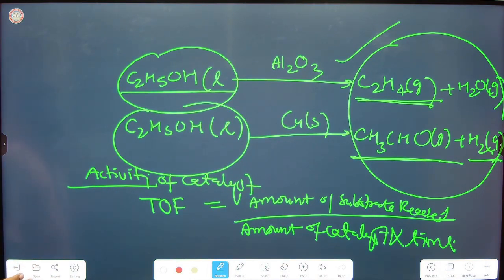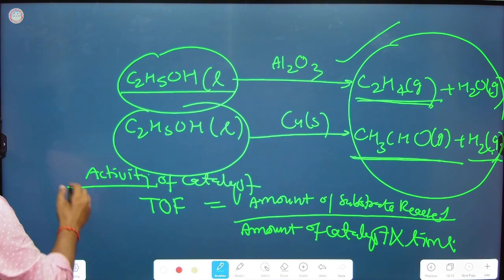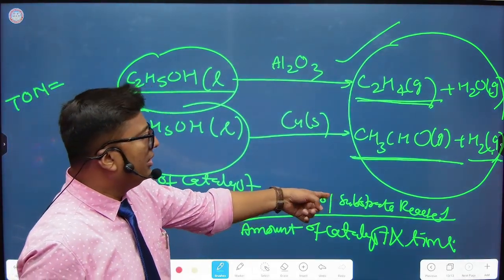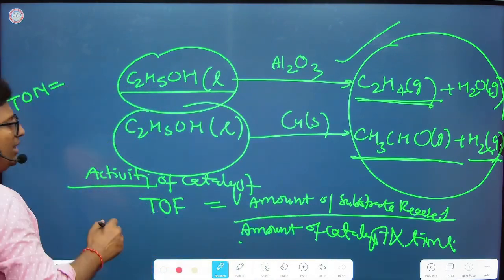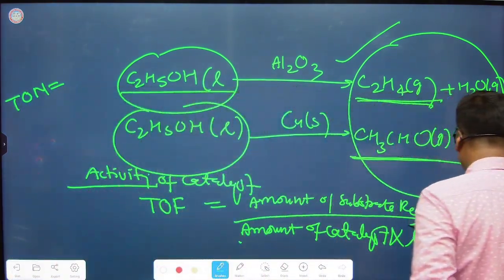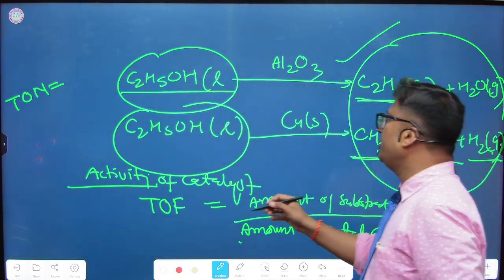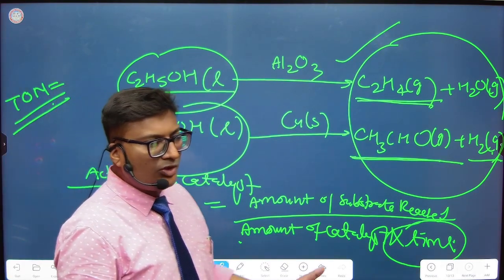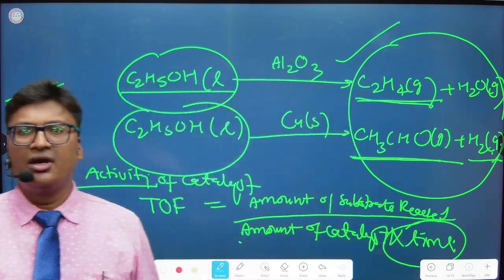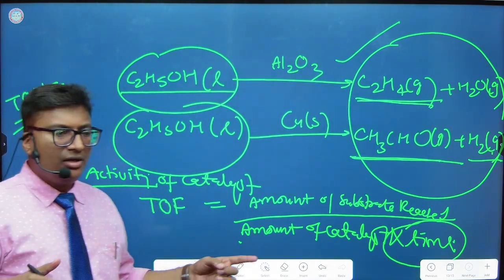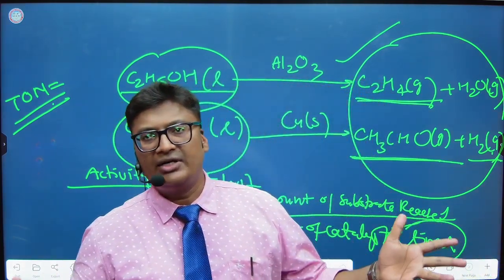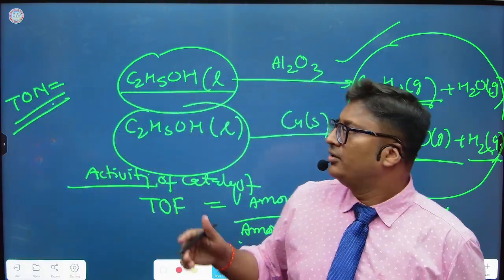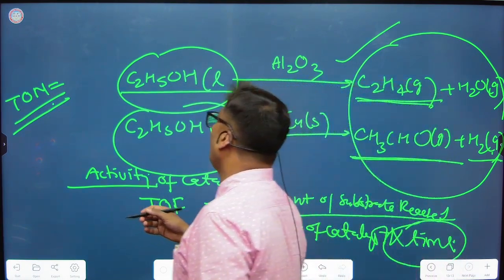And the productivity is related to the turnover number, TON. TON is simply the amount of substrate reacted divided by the amount of catalyst, with no time here. If we remove time from this equation, then it will be TON, the turnover number. That gives us an idea about the productivity of the catalyst, meaning how many times it can be used in a particular kind of reaction to produce the products.